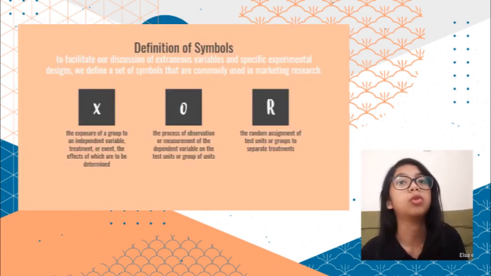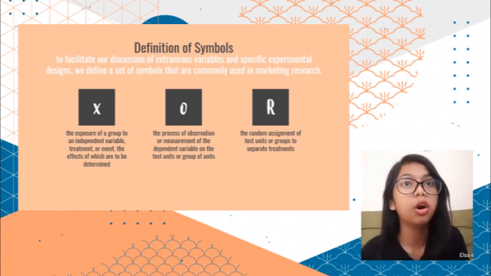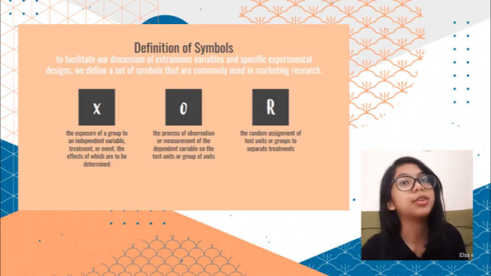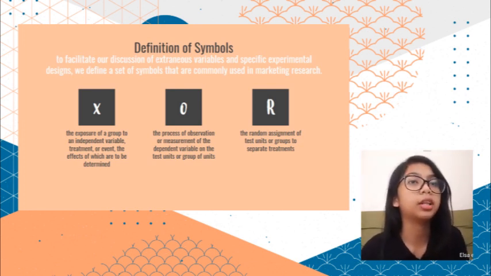Definition of symbols. To facilitate our discussion of extraneous variables and specific experimental designs, we define a set of symbols that are commonly used in marketing research. They are X, O, and R.